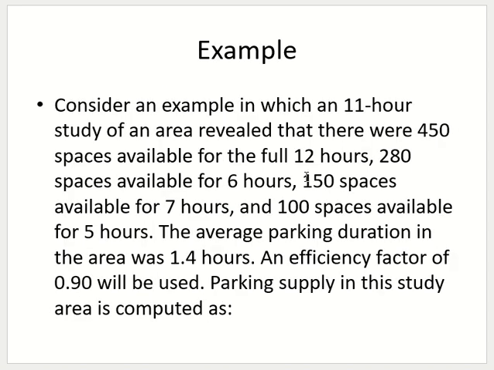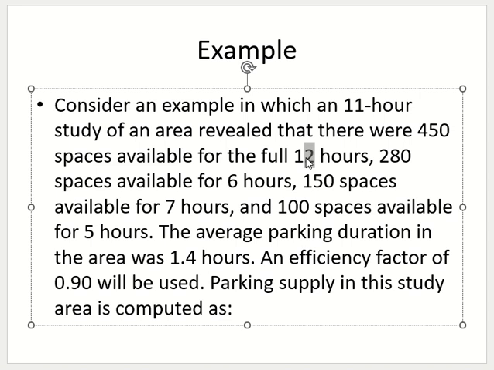So for example, we have taken an 11-hour study. In that 11-hour study, we found that there are 450 spaces in the area which are available for the full 11 hours, 280 for 6, 150 for 7, and 100 for 5 hours. One person usually requires the space for 1.4 hours. So this is the average duration. We are assuming an efficiency factor of 90%, 0.9.